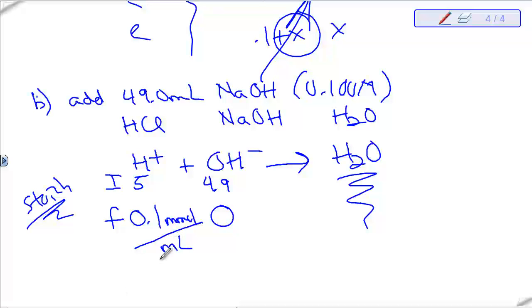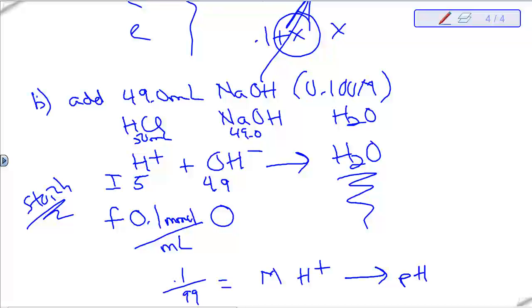99 is the correct answer. Because remember, we had 50 mils of the acid, and we added 49 mils of this. Agreed? So you have to take 0.1 divided by 99, which will give you the molarity, the concentration of hydrogen ions, and then from that you find the pH. It comes out to be 3. Please prove it to yourself.